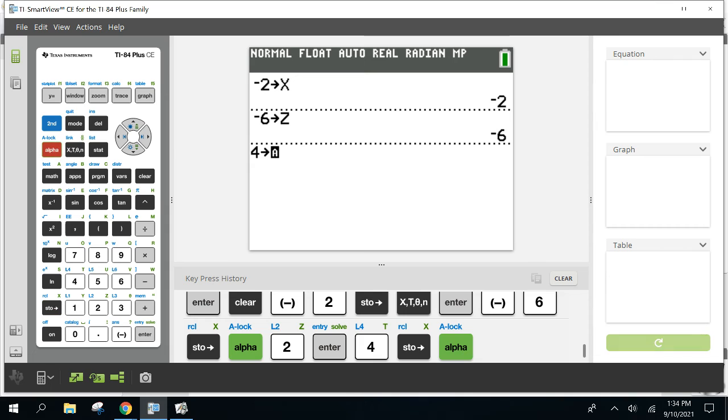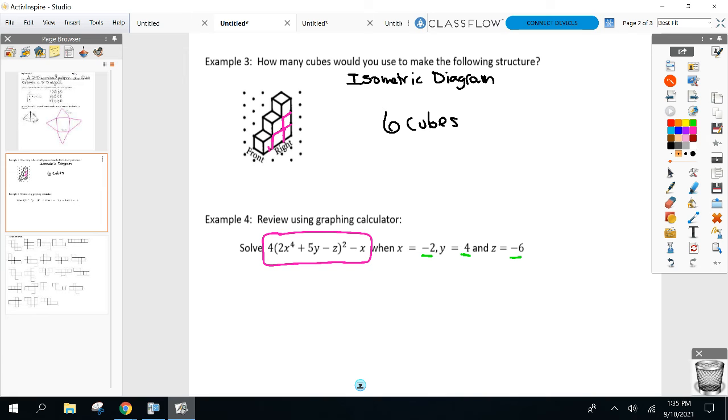Alpha 1. Yep, alpha 1. Everyone doing all right? Struggling yet? Enter. So anytime your calculator sees those 3 variables, that's the numbers they're going to plug in. What are we asking it to solve? Everyone ready to type it in?